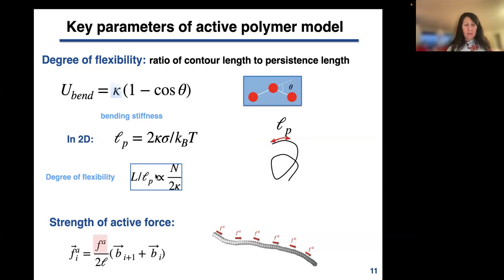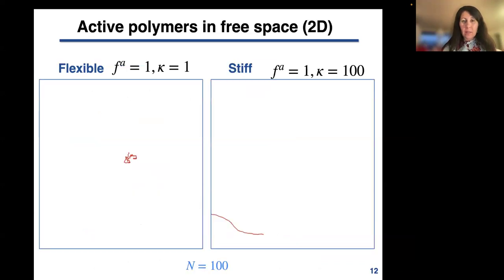And the other key parameter of the model is the strength of the active force. And as I told you here, the active force is tangential to the backbone, but is somehow coupled to the conformation. So there is a feedback loop in how the polymer behaves depending on what the conformation is. The total active force changes, which is proportional to the end-to-end distance.